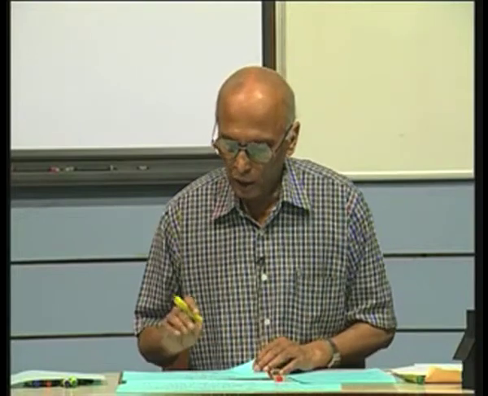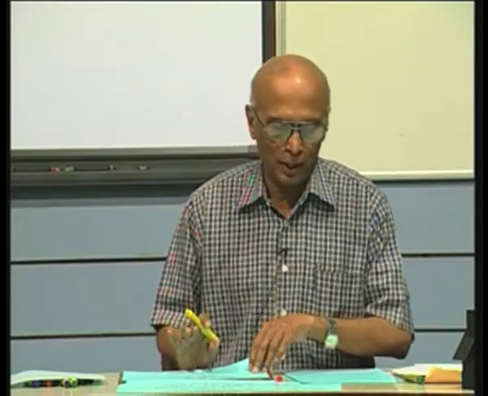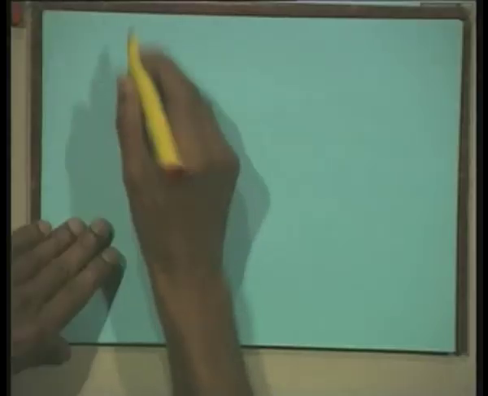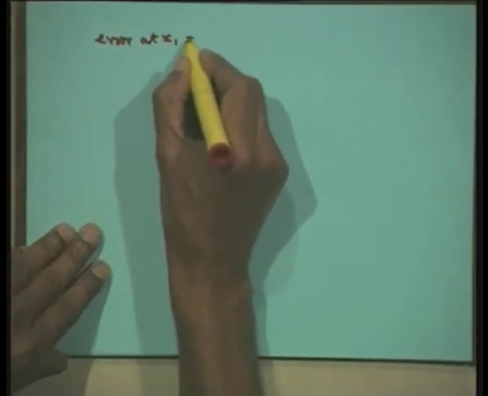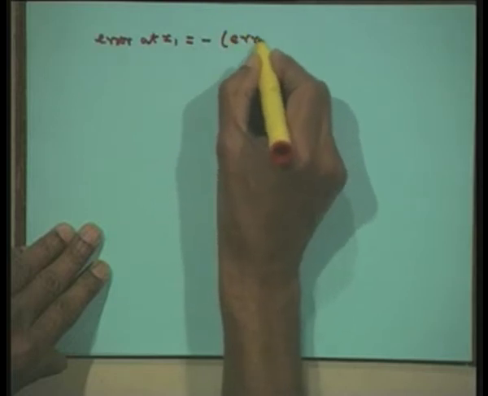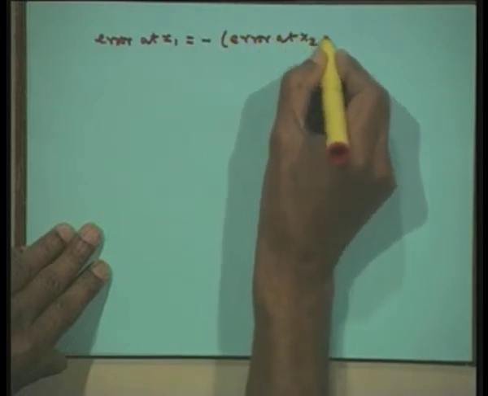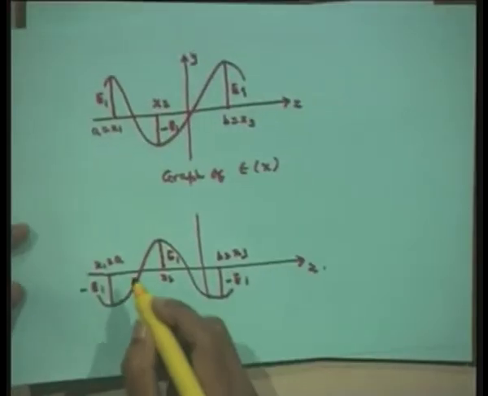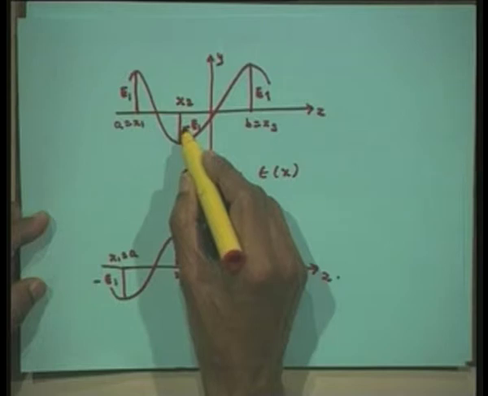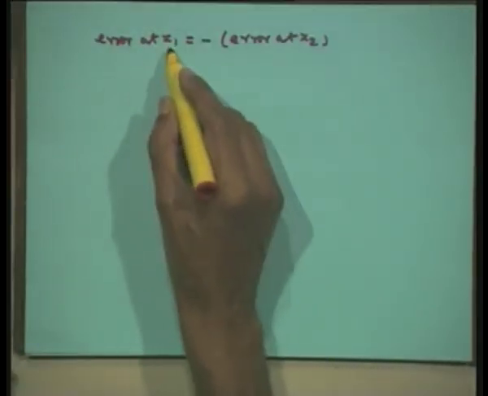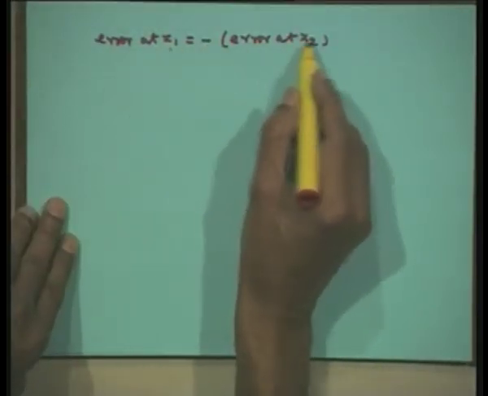Now, with this observation, let us write down the requirement in mathematical terms. What do you mean by this mathematically? What we are writing here is that the error at x 1 is equal to minus the error at x 2. The error at this point and the error at this point are of opposite signs. Therefore, I will set error at x 1 equal to minus error at x 2.